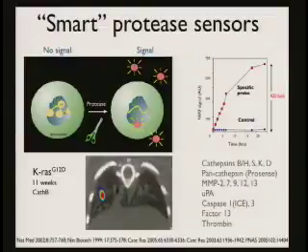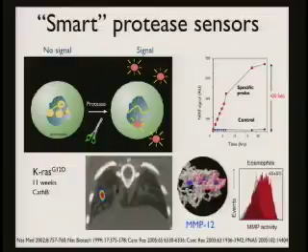But the example that I want to show you is a more recent one, where we have used an MMP12 sensor to measure specifically MMP12 activity in another cell type, in eosinophils. Up to very recently, there was no imaging agent out there to image eosinophils. We did this in this particular example not for cancer, but for another disease, and that is asthma, with the specific idea of ultimately imaging eosinophils and eosinophil activity, or MMP12 activity, in asthmatic mice.